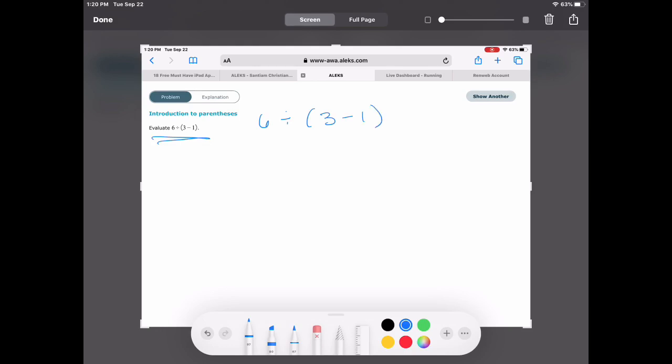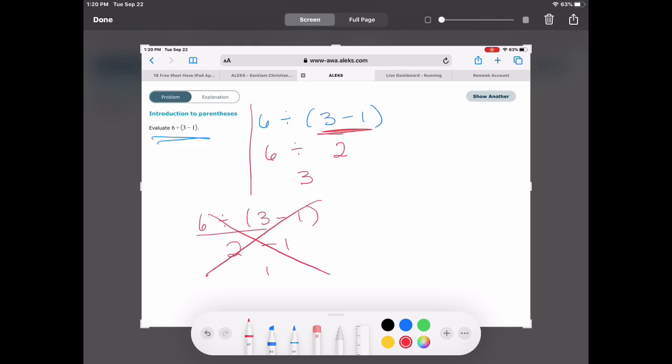So if I have this, the parentheses are telling me, do this first. 3 minus 1 is 2. And this problem becomes 6 divided by 2, which is 3. Notice what happens if we do this out of order. If I do 6 divided by 3 minus 1, and I do 6 divided by 3 first, that'll be 2. 2 minus 1 is 1, and this is the wrong answer.